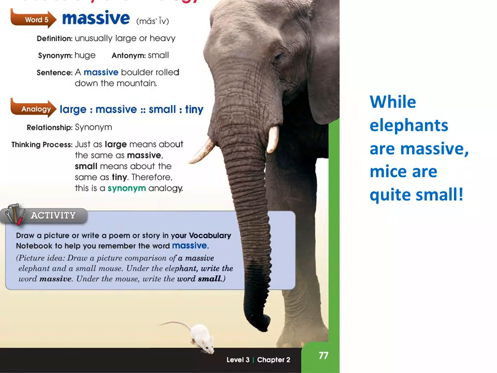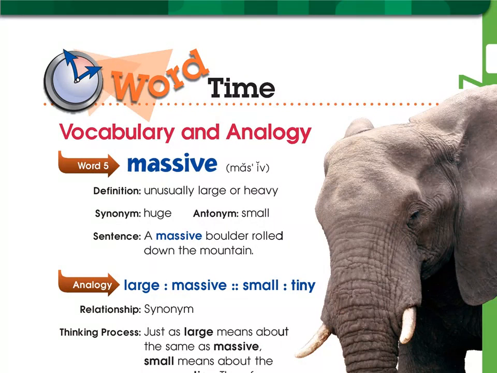Our new vocabulary word is massive. And you can see from the picture here that while elephants are massive or very large, mice are quite small. So we see an antonym relationship here between the massive elephant and the small mouse. Now let's look at the information about massive.